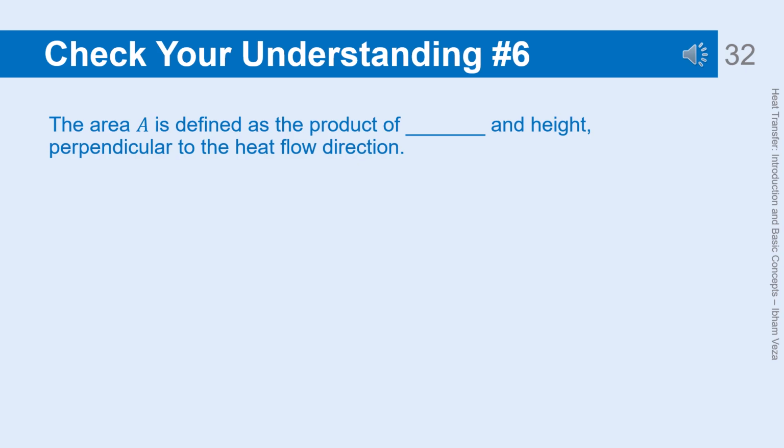Check your understanding number 6. This question reinforces the definition of cross-sectional area used in conduction analysis. The correct answer is width, since the area is defined as the product of width and height. This concept seems simple, but is very important in heat transfer rate calculations. An error in defining the area will directly lead to an incorrect result. Therefore, careful attention to system geometry should never be neglected.